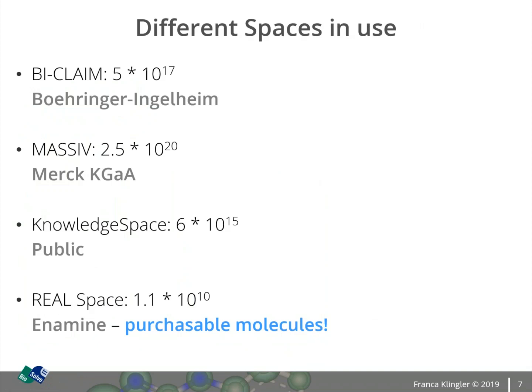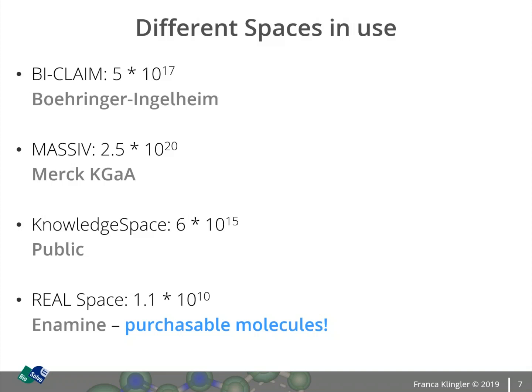Boehringer Ingelheim have been early adopters of this. They built the first spaces already in 2010-11, and their space, the BI claim, is about 10 to the power of 17. The biggest space we've built so far is together with Merck. It's 10 to the power of 20 big. There is a public space, which is the KnowledgeSpace. You can download this from our website and just search it. This is about 10 to the power of 15.